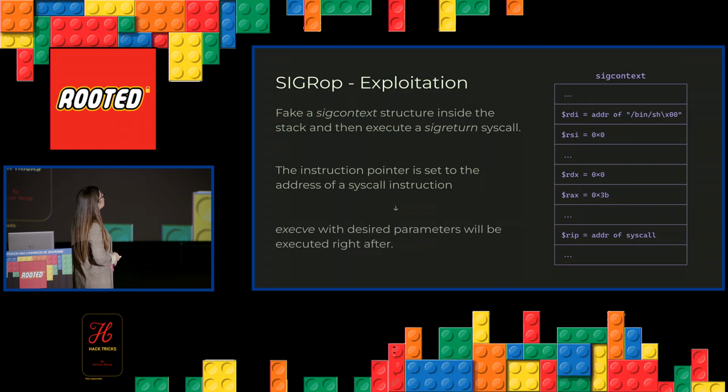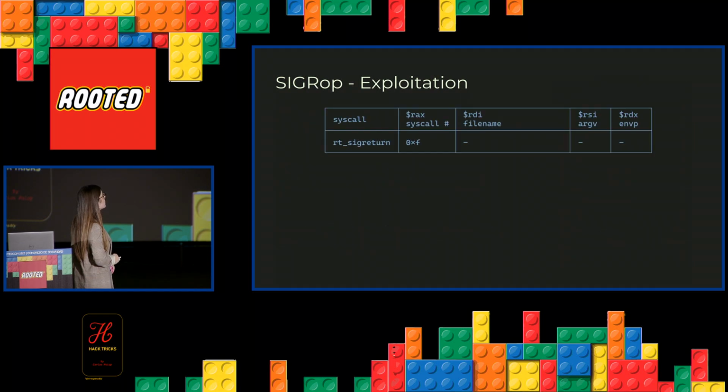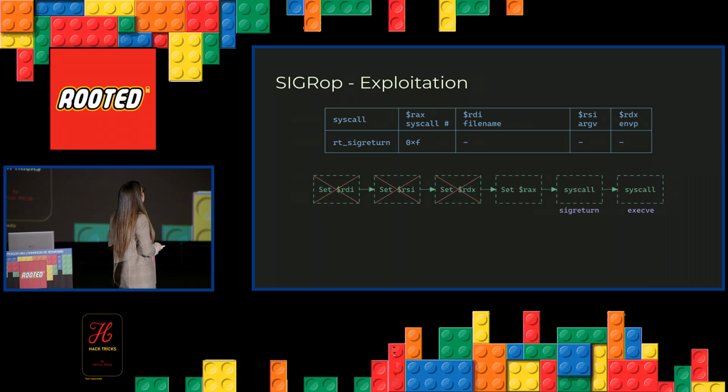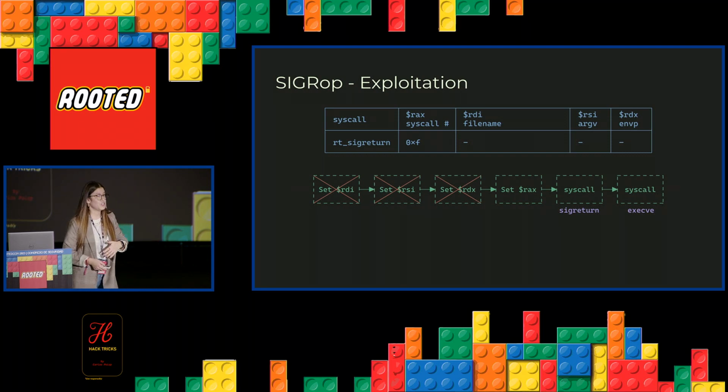So if we go back to the scheme we had before, when we had the execve syscall here, we had to build a ROP chain in order to call that syscall. Basically we had to control all these 4 registers. But now, in order to be able to execute the sigreturn syscall, we only need to control RAX, so it's only 1 register that we need to control.